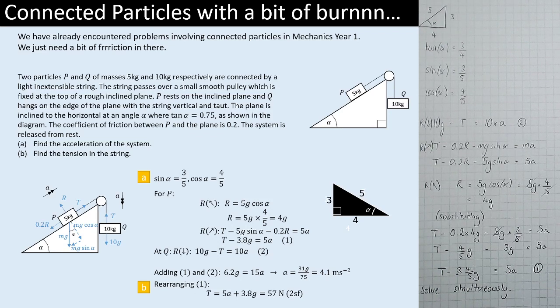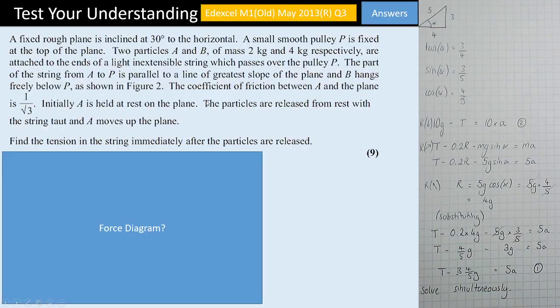So we want to see now if we can recreate something similar for ourselves. We're coming from May 2013, looking at question 3 of an old M1 paper. We have a similar kind of scenario as last time, and we want to find the tension in the string immediately after the particles are released.